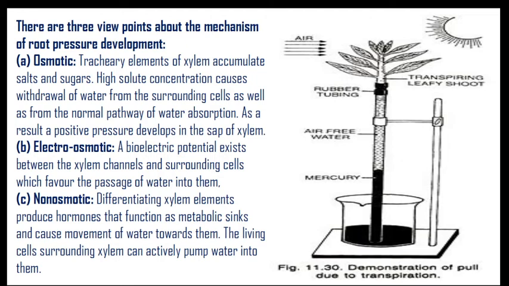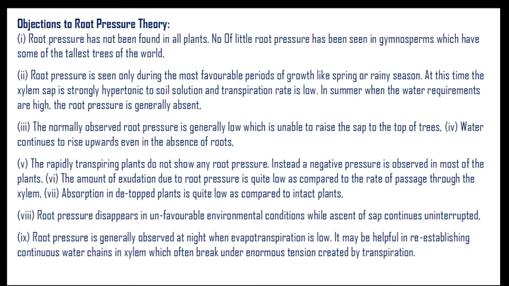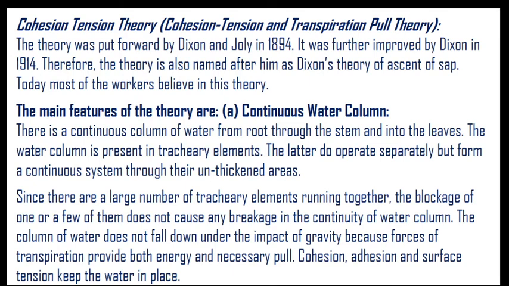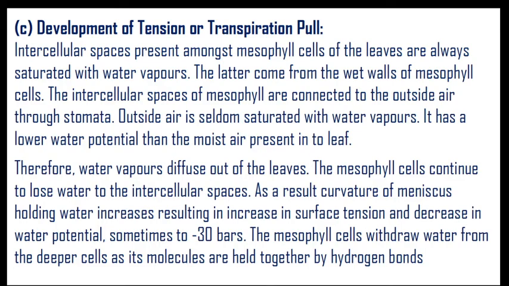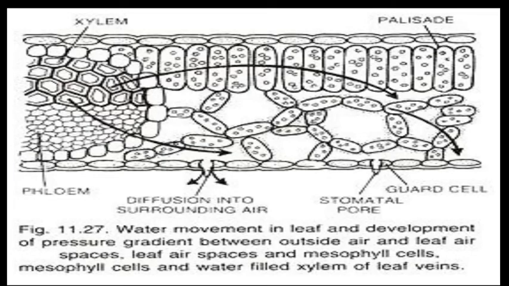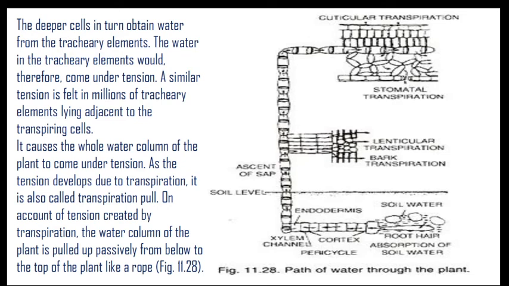air. At that time again there is a development of transpiration which creates a positive pressure, that is a pull, and there is a development of root pressure, and that's why there is a development of positive pressure. So there is some objection on the root pressure theory. Then there is the cohesion tension theory. Then cohesion or tensile strength, then development of tension or transpiration pull. Okay, so in this way there is a transfer of water.